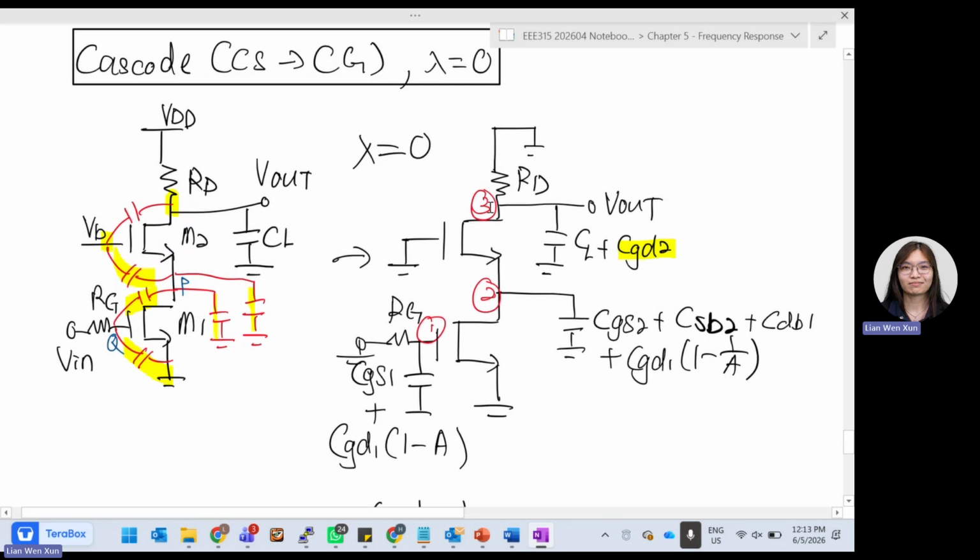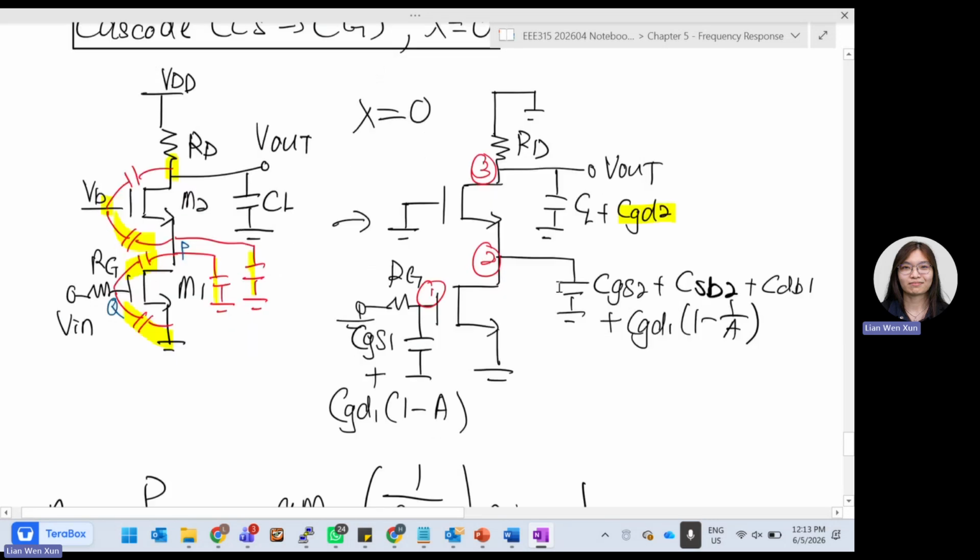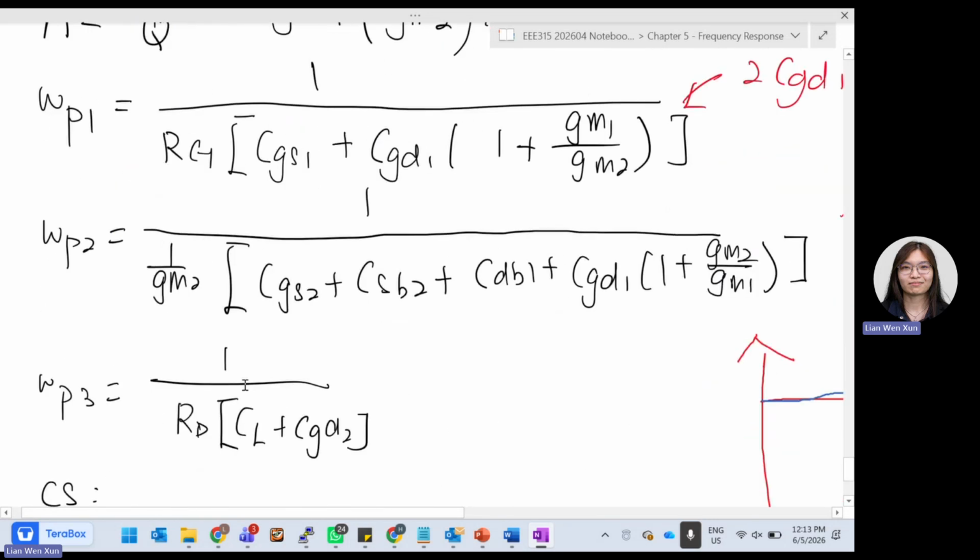The third one, you will see a pole to ground. We have RD. We do not care what happens from drain to source because it will be infinity. At the output, we have CL plus CGD2. So it looks like we can get the poles directly.